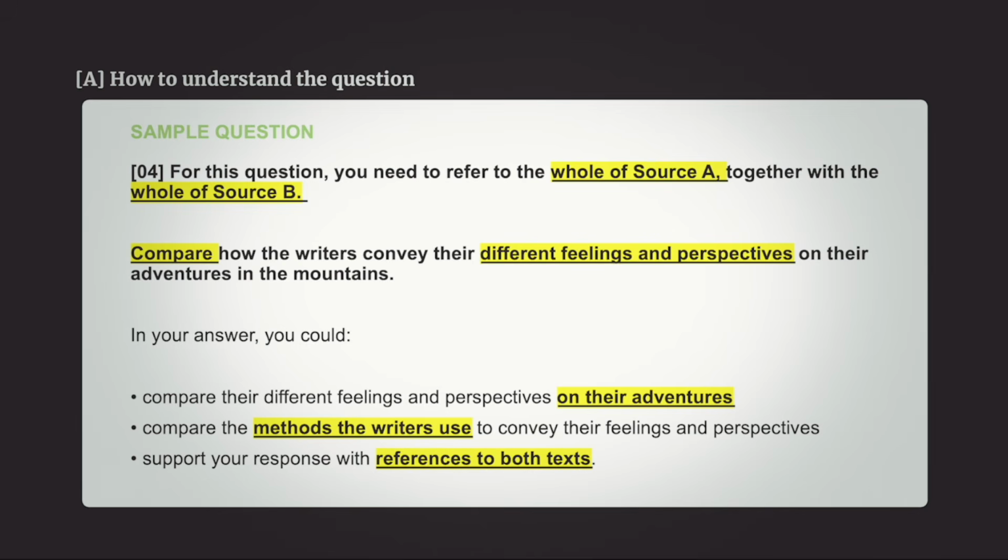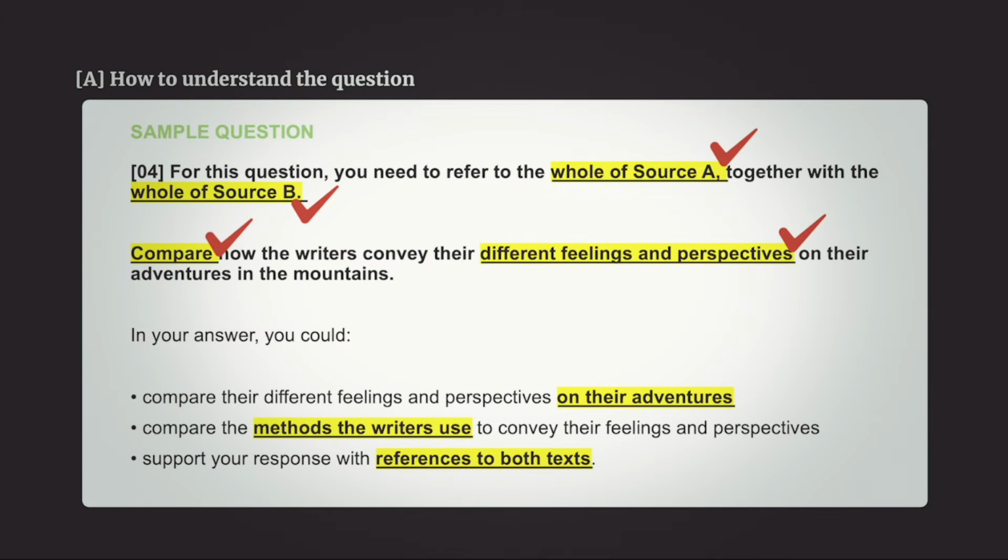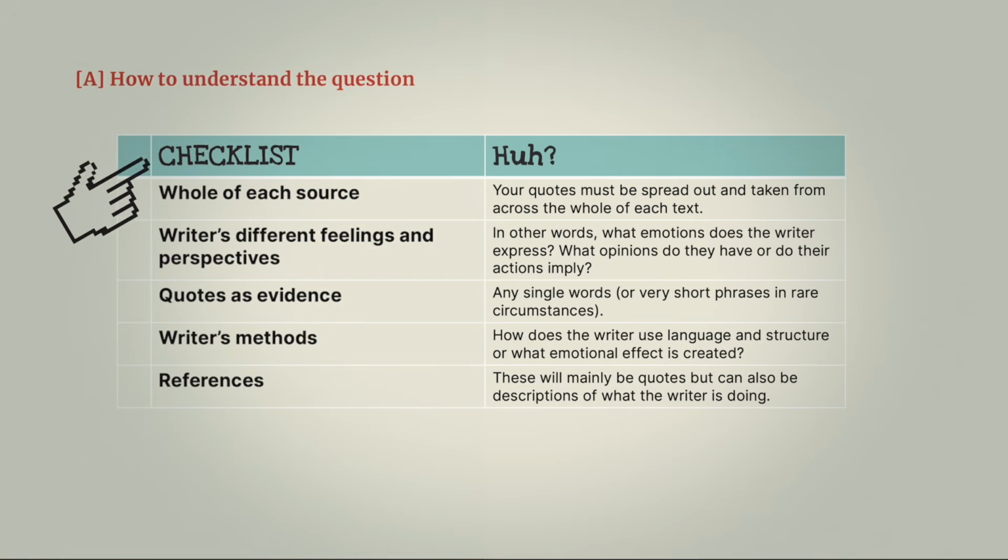Notice that I've underlined the hidden tasks that make up the 100% of the question. Right, let's make a checklist of them here. You don't obviously need to create a table like this in the exam because you can just tick them off on the exam paper as you complete them. As we can see on the left-hand side, we've got the items on the checklist. So let's look at the whole of each source.